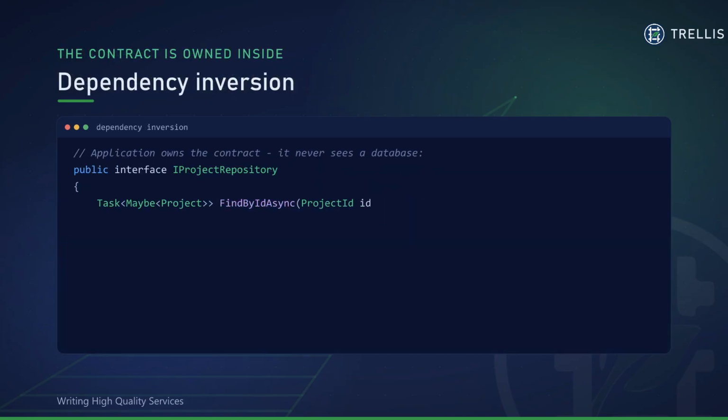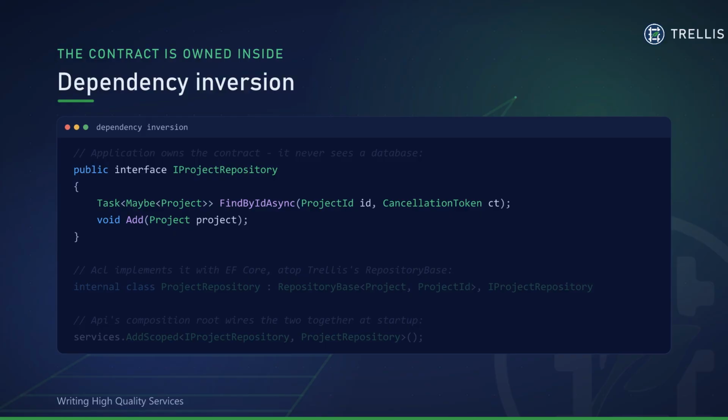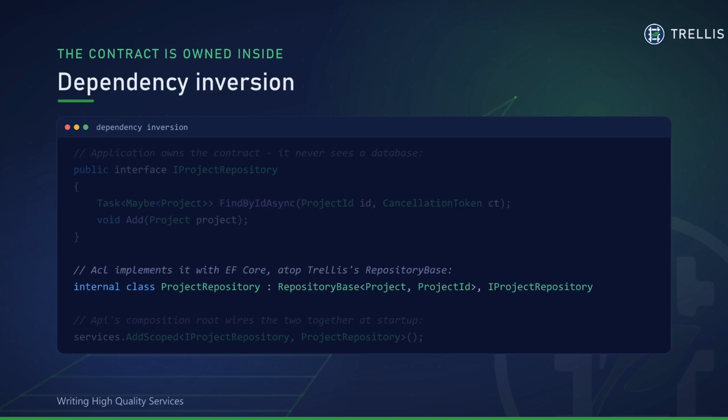This is the piece that makes it work: dependency inversion. The application layer owns the contract, the repository interface. It says, find a project by ID, add a new one, and it returns a Maybe, because absence is data, not a failure. Notice it never mentions a database. Down in the ACL, the implementation uses Entity Framework Core, inheriting most of itself from Trellis's repository base.